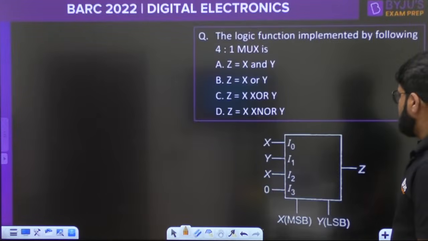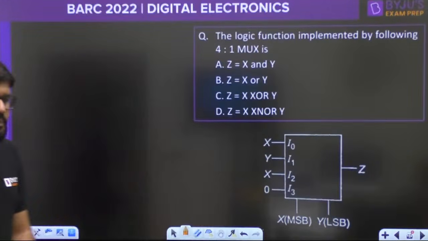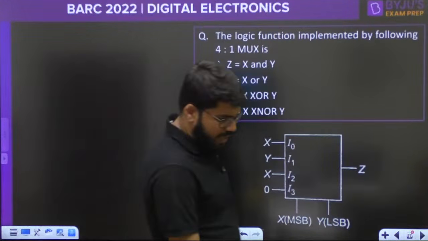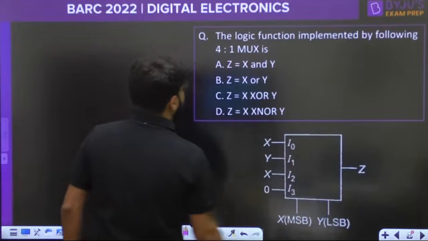Okay. Next, the logic function implemented. That is again a simple one. You just have to apply basic Boolean or K-map knowledge here. Nothing much. So let's quickly solve this one also.